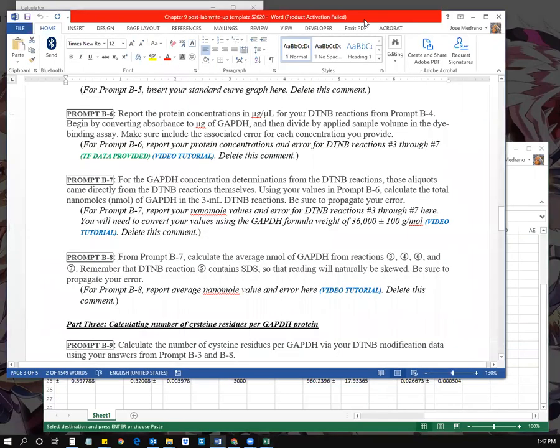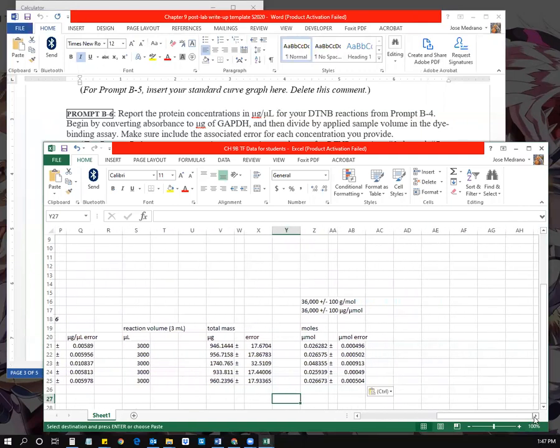But this needs to be done in nanomoles. So you want to make sure that you don't report micromoles, because not only did we ask you for nanomoles, but also this helps us out for the last calculation for the B section in the post-lab write-up. So again, this is just going to be a nanomole conversion. This is going to be the nanomole error, plus or minus symbol just for good measure.